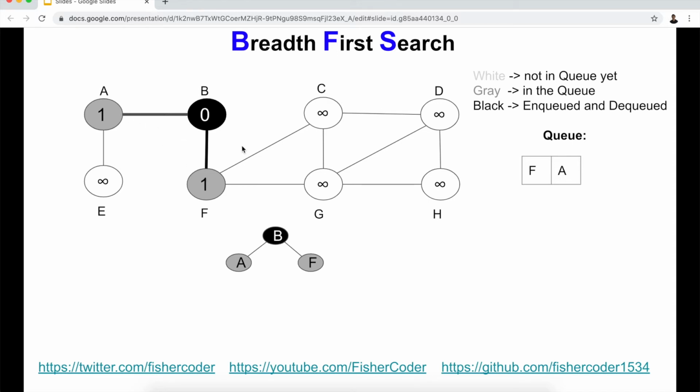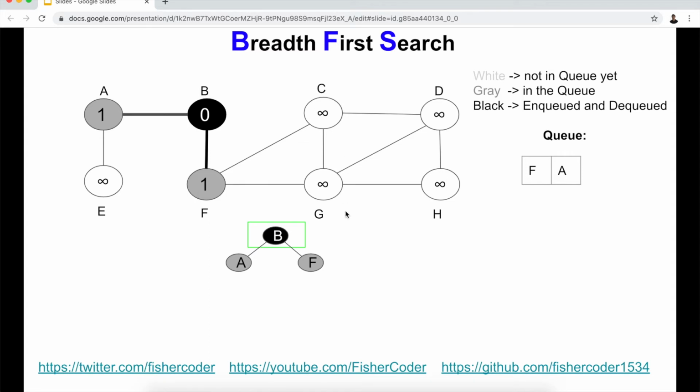Now we have finished traversing the first level. That's why it's called breadth-first search. We go as wide as possible on the same level, right? So the first level is finished, and then we traverse the second level. We de-queue things in the queue. So next one to be de-queued is F, and F's direct adjacent nodes are C and G.